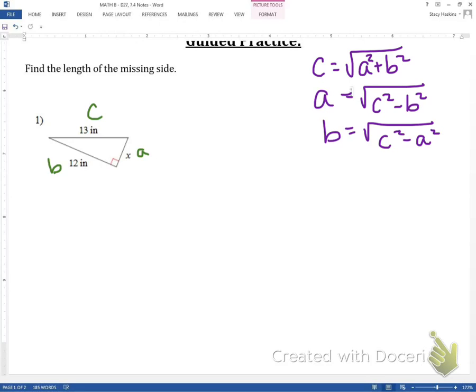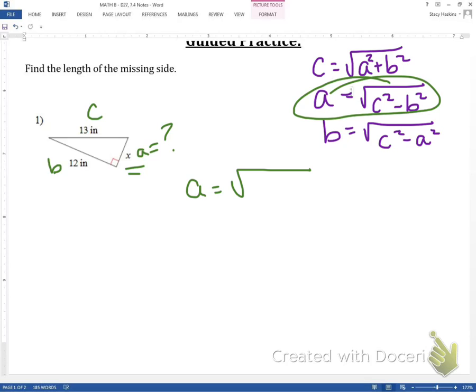Now, which side don't we know? Well, according to my labels here, I do not know what side A is equal to. Because I do not know side A, I'm going to use my side A formula. So side A is equal to the square root of C squared. Well, let's plug in the number. Instead of writing C, what do we write? 13. So you write 13 squared minus, that's from our formula, B squared. Well, instead of writing B, let's look at our number that we have there. It looks like it's 12. 12 squared.